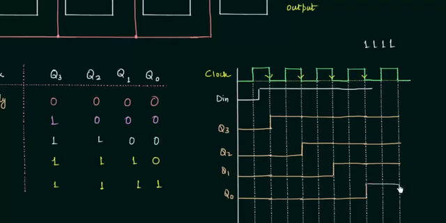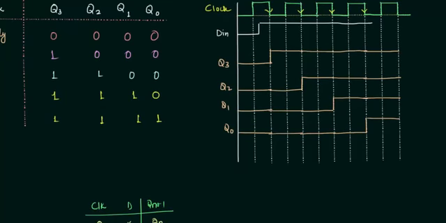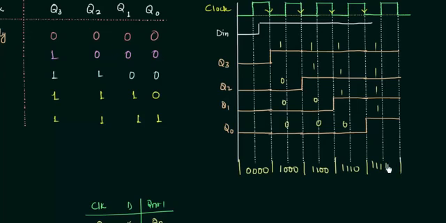This is how the waveform will look, and you can easily find out the data stored in this. Initially, here you can see the stored data is equal to 0 0 0 0. Then for this clock pulse, we have data as 1 0 0 0. For this I have 1 1 0 0. For this clock pulse I have 1 1 1 0. And finally I have 1 1 1 1, and this is what we want to store.